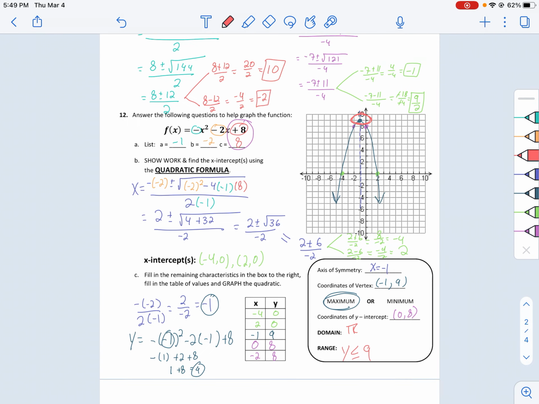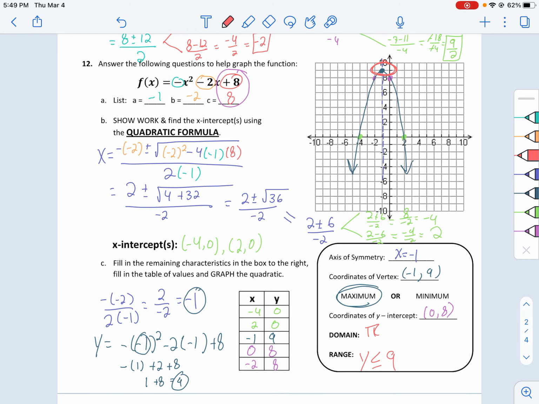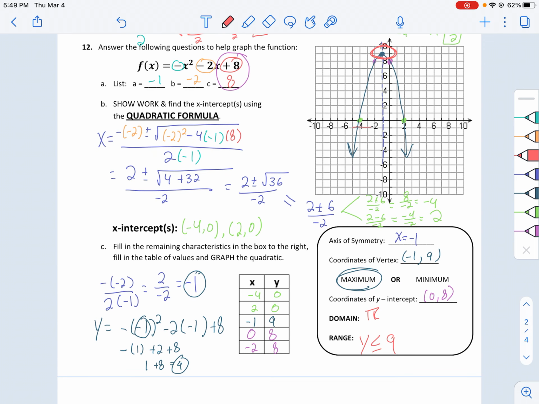Okay, so a lot of work for question number 12, but it kind of just goes right in order there, right? You use the quadratic formula to find the x-intercepts, and then you graph them, right? After that, you find the axis of symmetry, either using the x-intercepts or using the formula, right? And then after that, you find the coordinate of the vertex by plugging in the axis of symmetry into the equation. And then the final thing you have to do is find what the y-intercept is, okay? Once you know the y-intercept, then you can just find that last point with a reflection across the axis of symmetry.